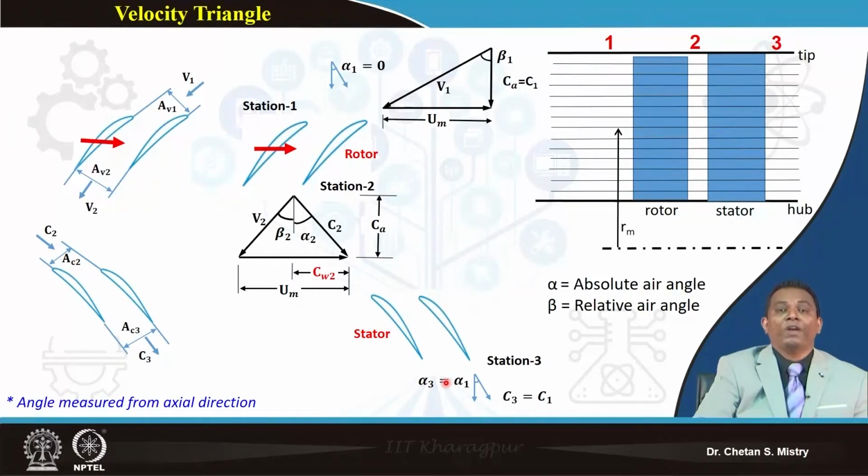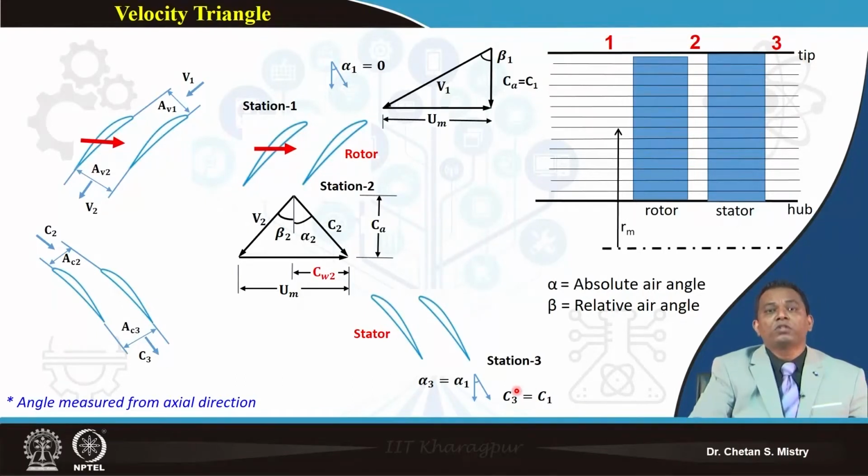So when we are designing a multi-stage axial flow compressor, in order to make repetitive stages, designers prefer to have the absolute velocity at the entry of the stage and the absolute velocity at the exit of the stage be the same. So it says my alpha 3 and alpha 1 are the same. It says my absolute velocities C3 and C1 will both be the same.